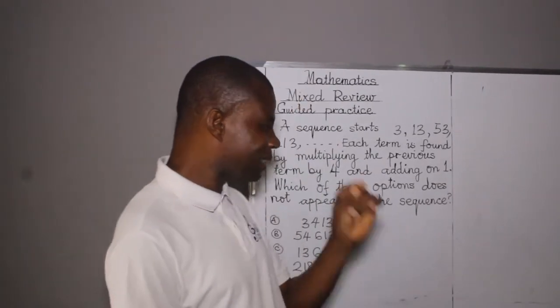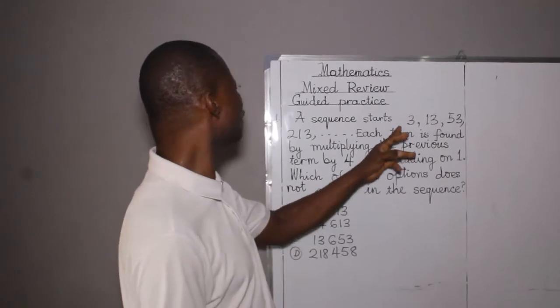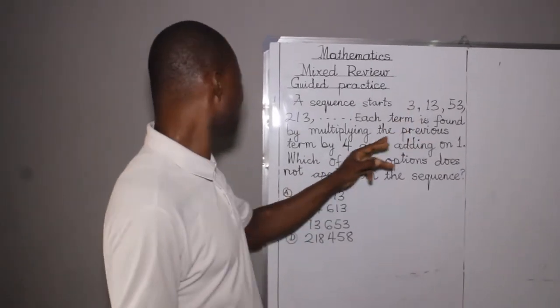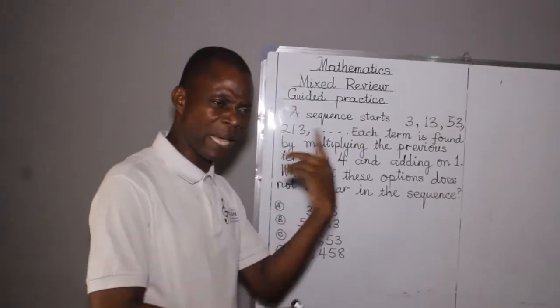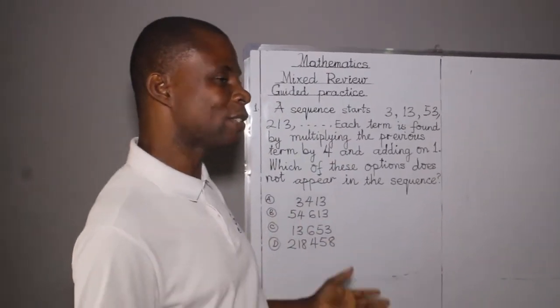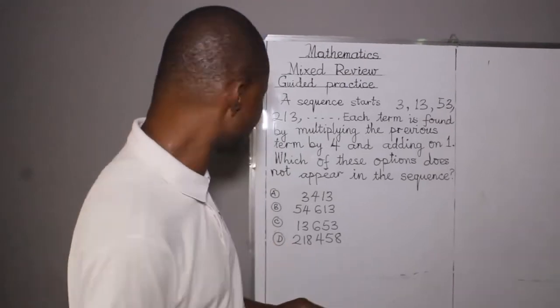Therefore, from that basic fact, you need not waste your time multiplying the next number by 4 and adding 1, then the answer you get, multiplying again by 4, adding 1. You waste your good time. What do you do in short?